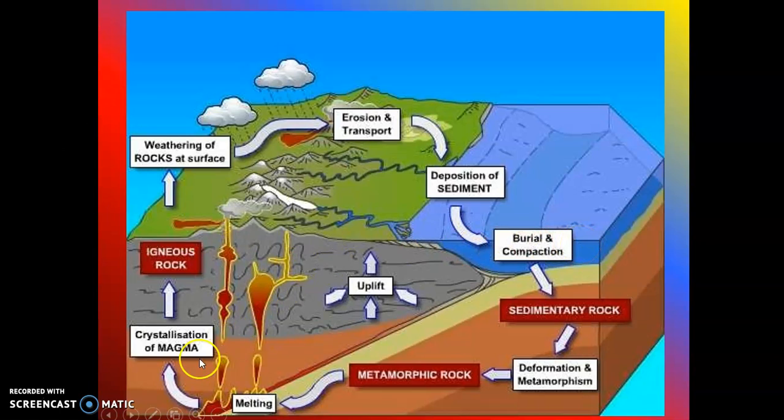It always starts off with the magma, and due to the crystallization of magma, the igneous rocks are formed. On the other hand, the weathering of the rocks at the surface, due to erosion, produces particles that are transported into the seabed. The deposition of sediment and the burial with compaction form sedimentary rocks. Deformation and metamorphism also form metamorphic rocks due to extensive heat and pressure. And finally, the metamorphic rocks melt and form magma again.